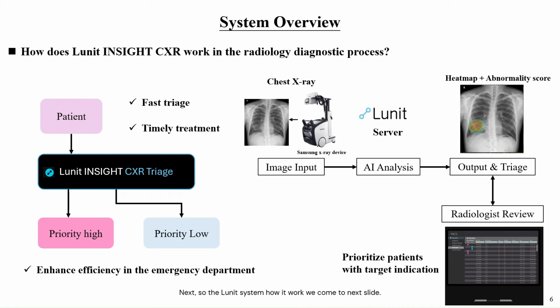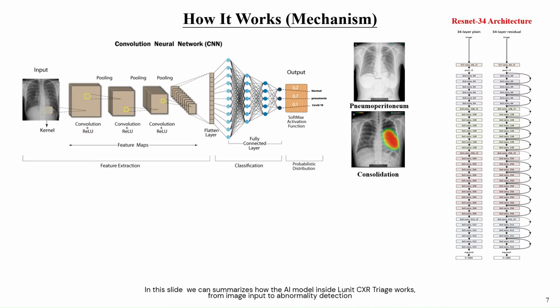Next, we will show how the Lunit system works. We can go to the next slide. In this slide, we can summarize how the AI model inside Lunit CXR works, from image input to abnormality detection. We can see the general structure of the convolutional neural network. The Lunit CXR AI system is developed based on a CNN model structure, where the model learns image patterns through convolution and pooling layers, and finally classifies them using a fully connected layer.